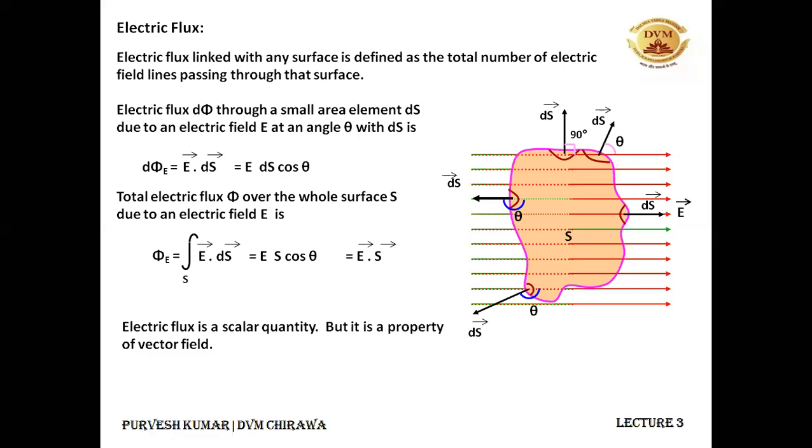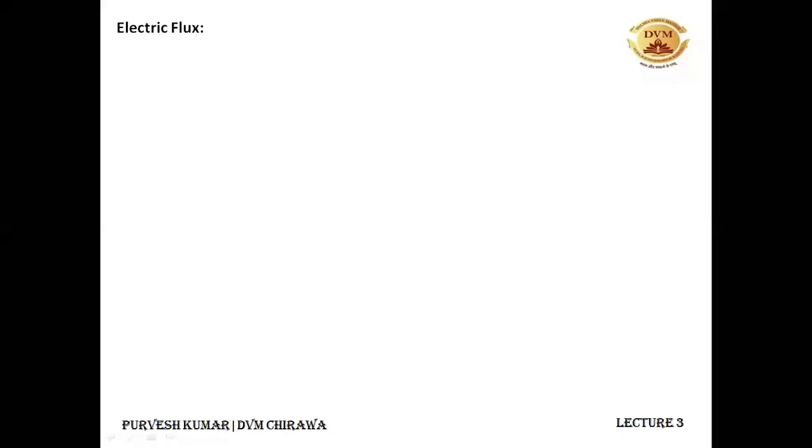All right. Now, the SI unit for electric flux is Newton meter square per coulomb. Newton per coulomb is the unit of the electric field, and for area we have the unit meter square. So it will be Newton per coulomb multiplied by meter square, that is Newton meter square per coulomb. Another unit of the electric flux is joule.